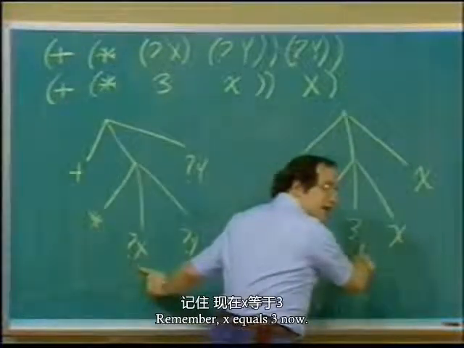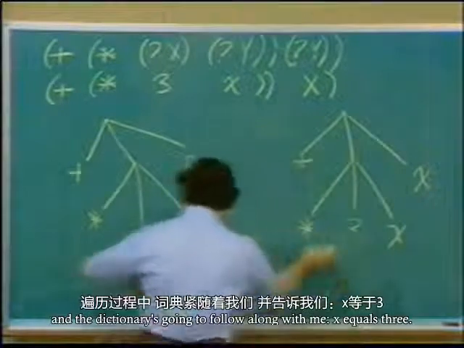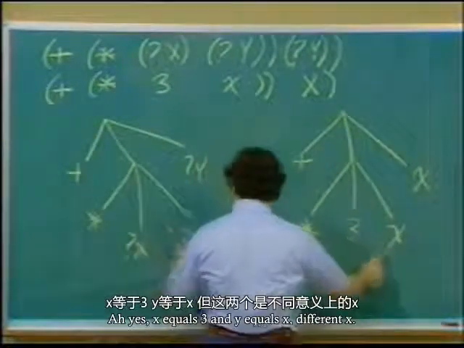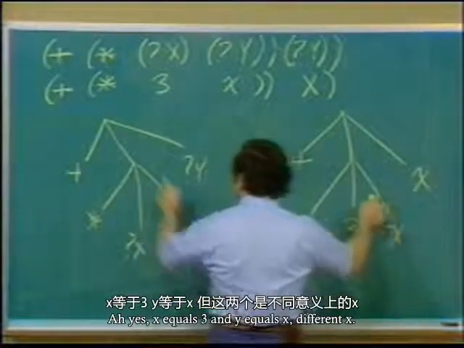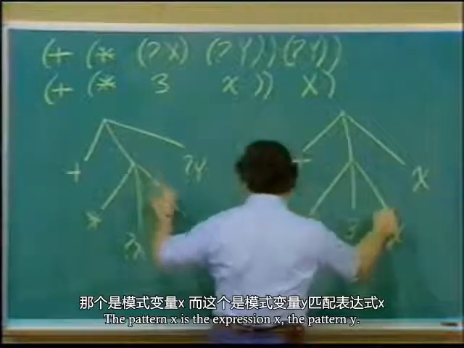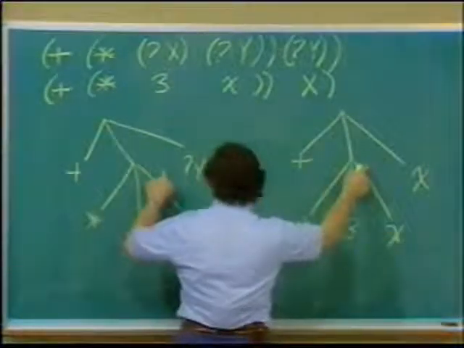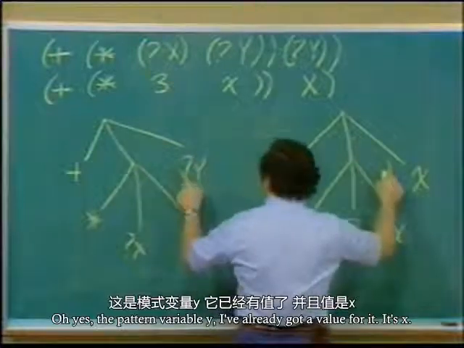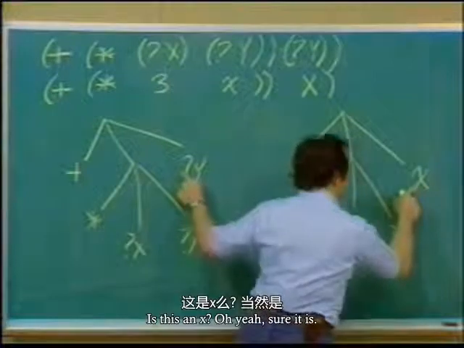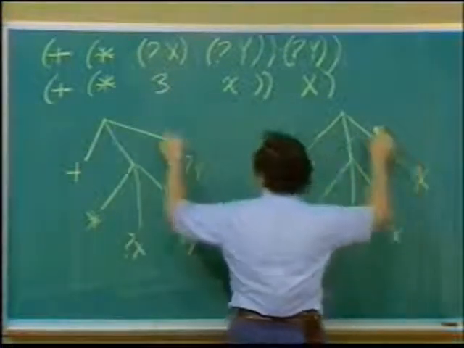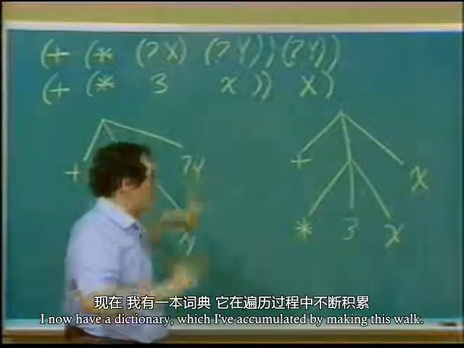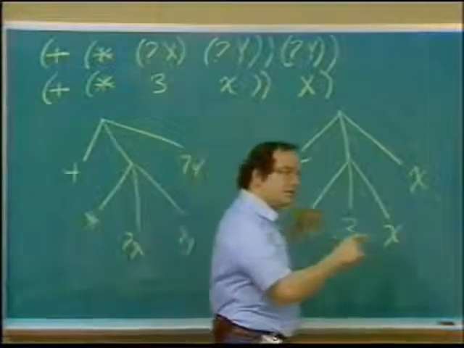Remember, x equals 3 now. That's in my dictionary. And the dictionary is going to follow along with me. x equals 3, and y equals x. Different x. The pattern x is the expression x, the pattern y. Oh yes, the pattern variable y, I've already got a value for it. It's x. Is this an x? Oh yeah, sure it is. That's fine. Yep, done. I now have a dictionary which I've accumulated by making this walk.